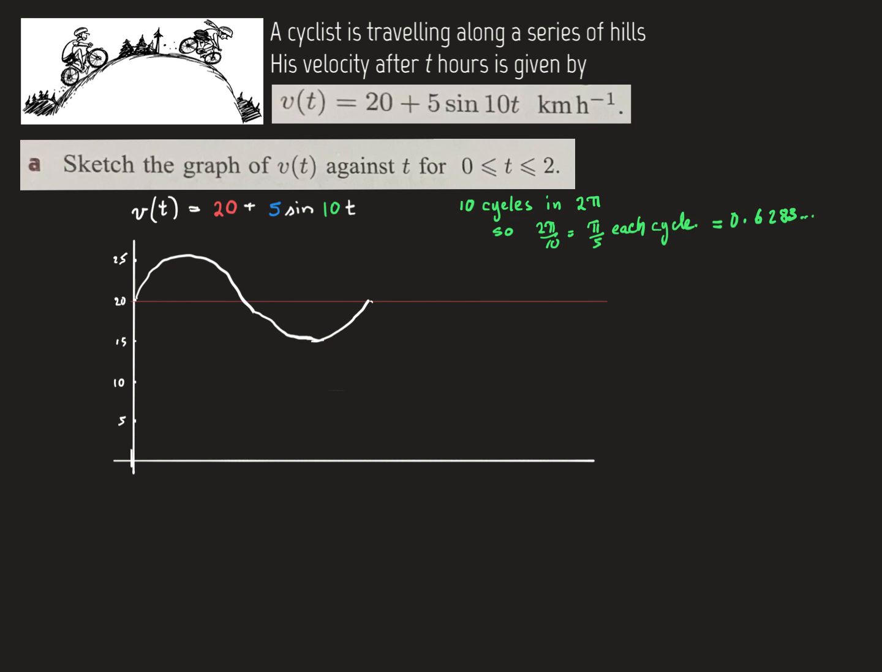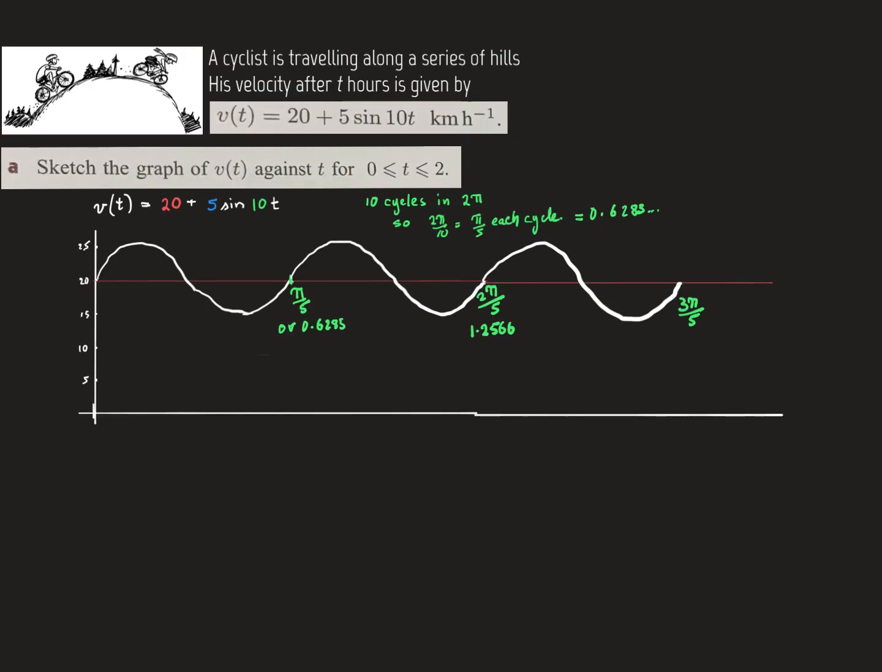So how many cycles can we get of 0.6283 into 2? And the next cycle will get us to 1.2566, then that's not enough. And the third cycle at 3 pi on 5 will get us to 1.8849, and we're nearly there.